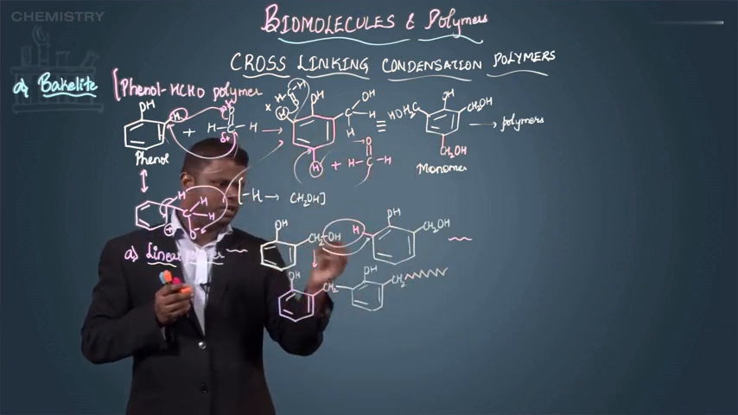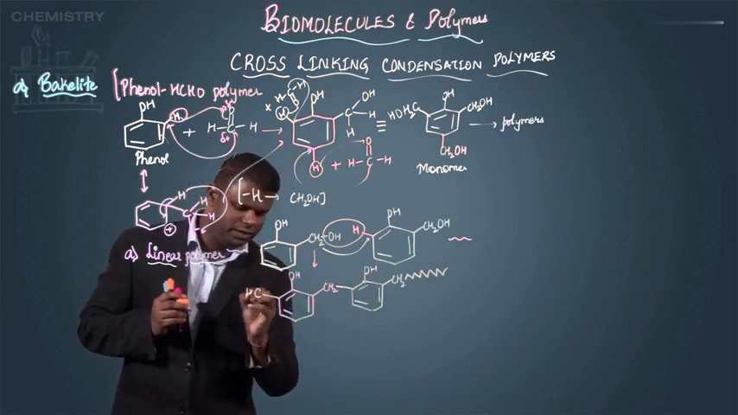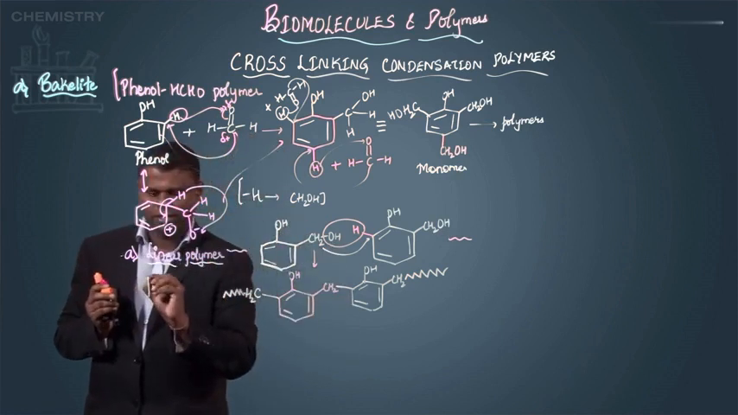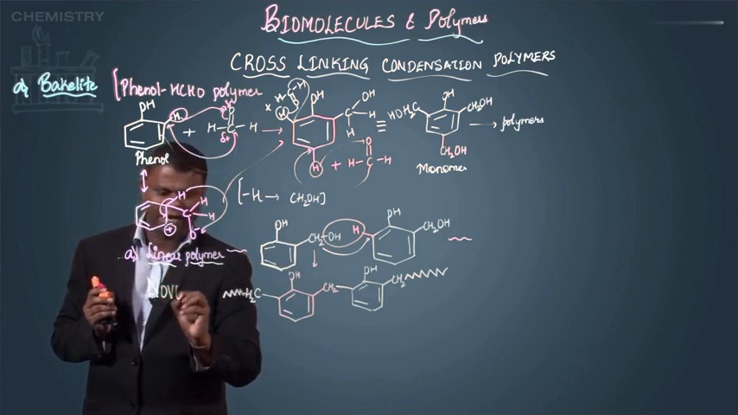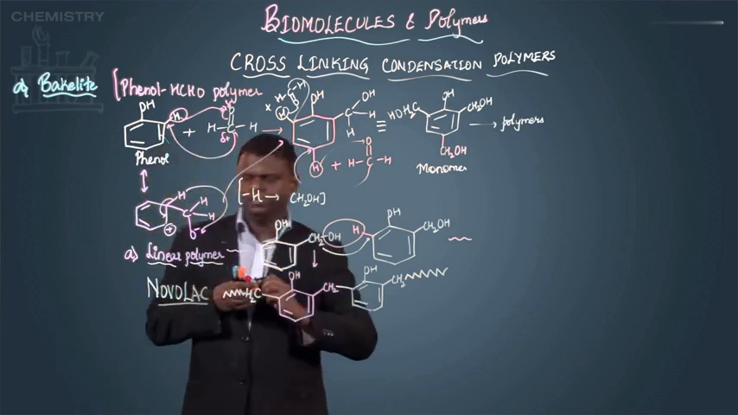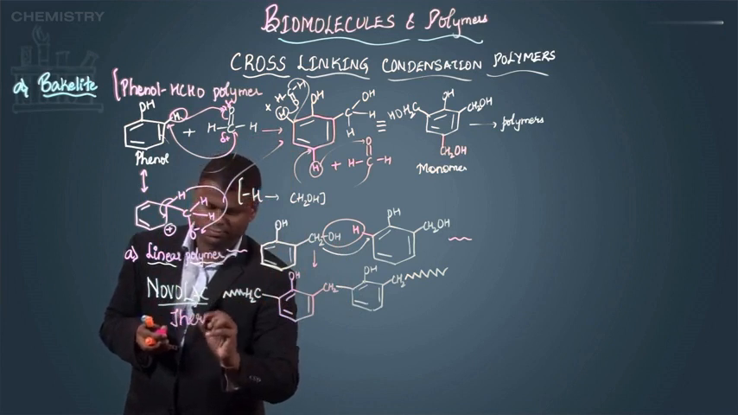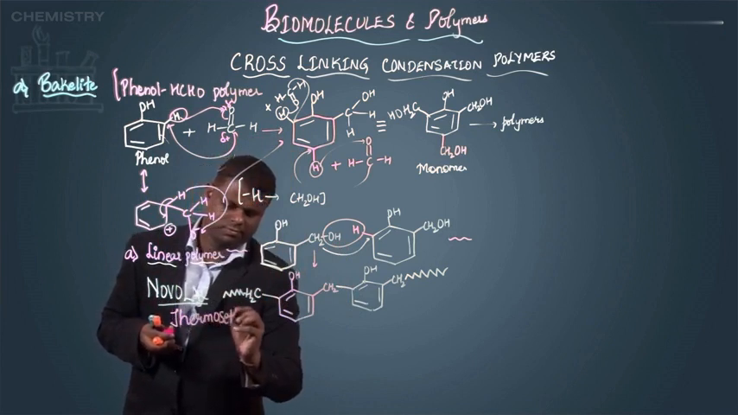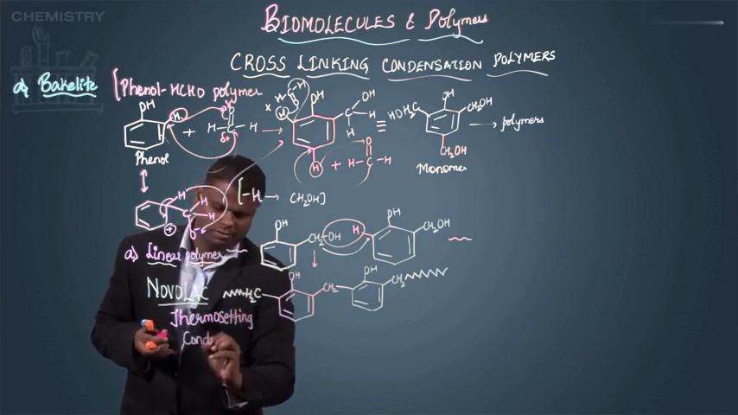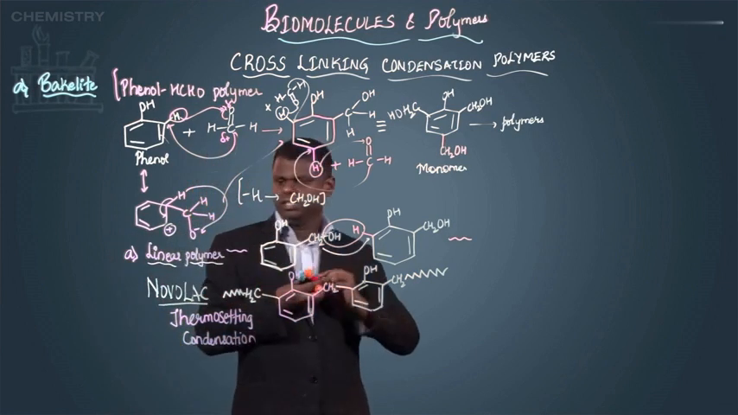Similarly, if you observe, in all the ortho positions it is CH2. So I would draw one CH2 over here and then just make the polymeric chain. So the name of this polymer is Novolac. Okay, and it is nothing but a thermosetting polymer. Thermosetting, it's a condensation polymer.